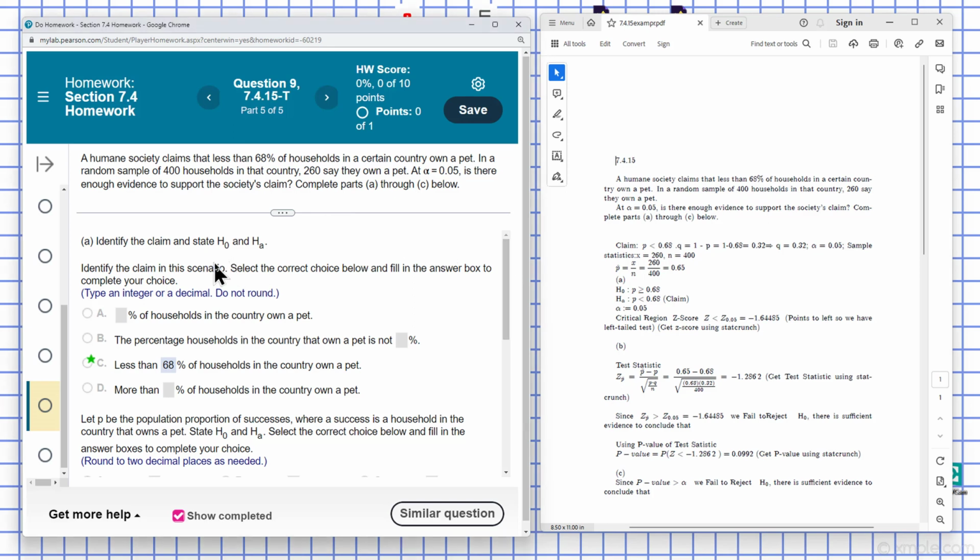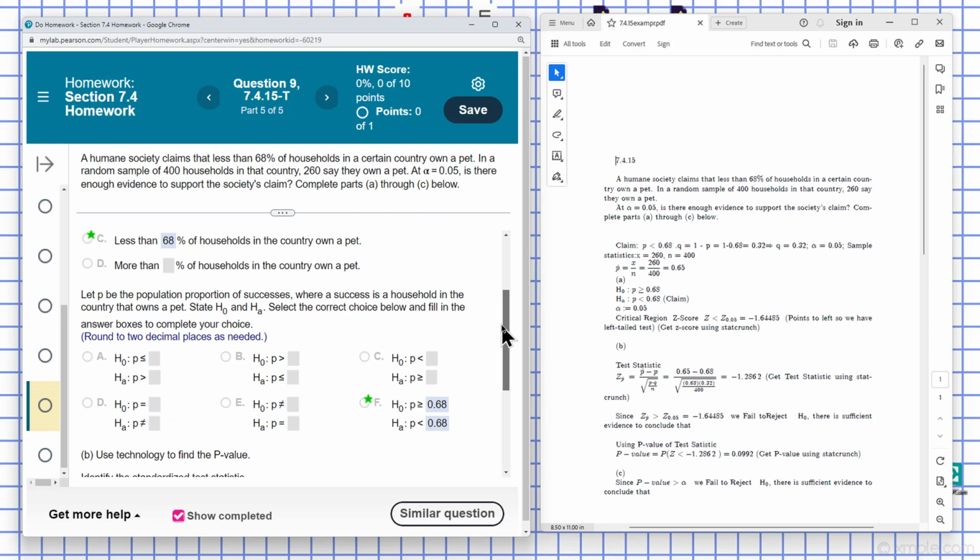First thing we have to do is identify the claim, and state the null and alternative hypotheses. The null hypothesis would be a statement of equality. And the alternative hypothesis is going to be our claim. In this case, the claim is less than 68% on the pet. So that's our claim.